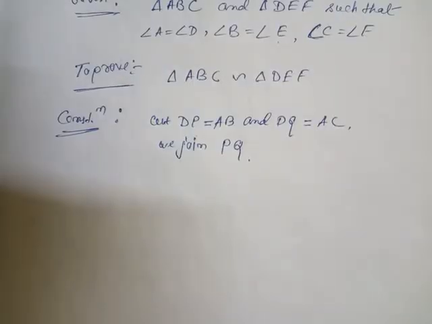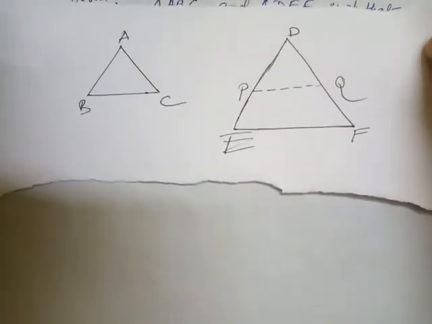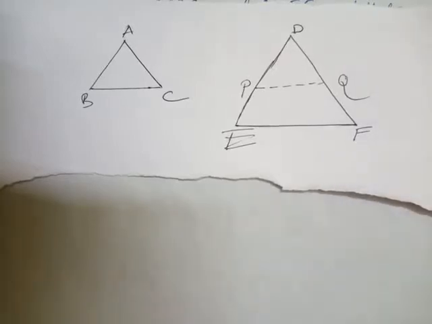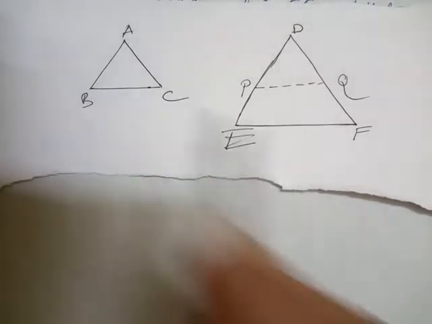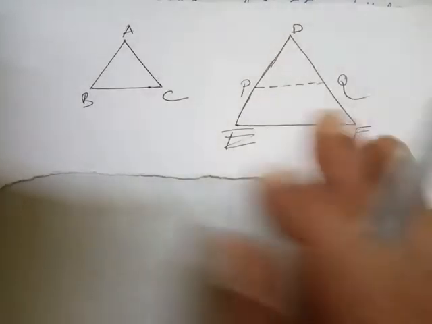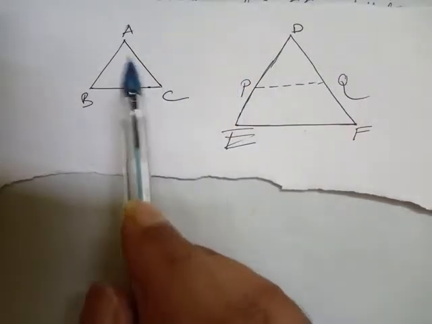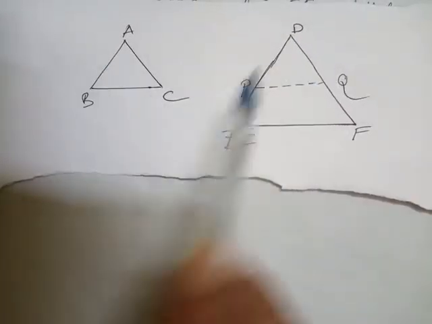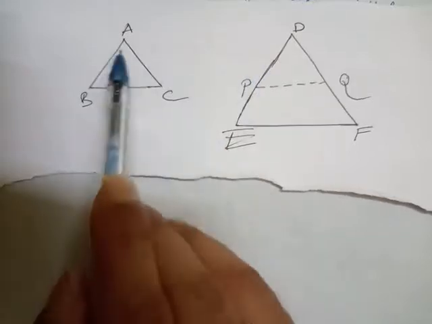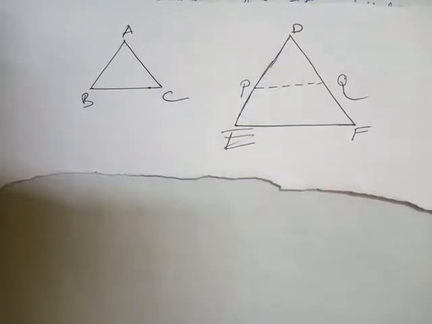Now student, we will start the proof. Before that student, I have drawn one rough sketch here, as you can see in the video, and this rough sketch will help us in proving this theorem. Okay, now triangle ABC and triangle DEF, PQ parallel to EF. Now in this part, students, we have already cut AB equal to DP and AC equal to DQ. Now we'll take these two triangles ABC and DPQ.